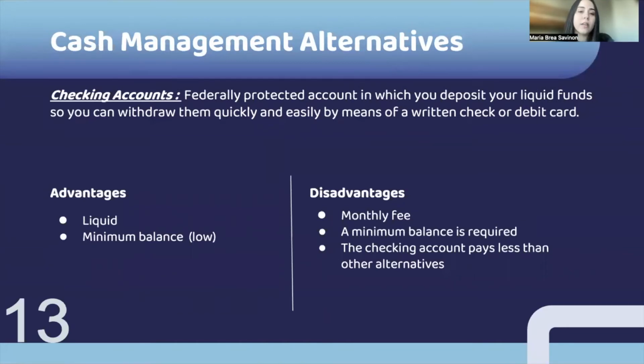So we first have checking accounts. Checking accounts are federally protected accounts in which you deposit your liquid funds so you can withdraw them quickly and easily by means of written check or debit cards. We have two types of checking accounts, interest-bearing and non-interest-bearing. Interest-bearing accounts pay interest, and non-interest-bearing is a demand deposit account. Some advantages of checking accounts are that they're liquid and have a low minimum balance. However, disadvantages are the monthly fee, the required minimum balance, and that checking accounts pay less than other alternatives.